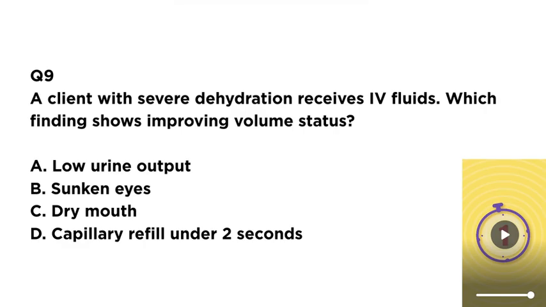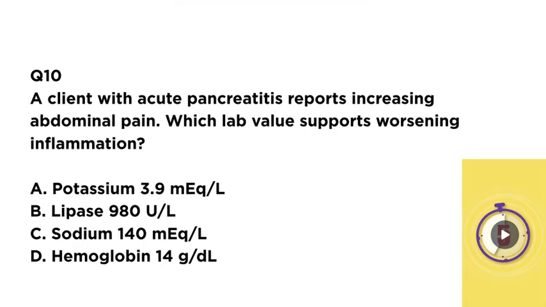A is incorrect because low urine output indicates ongoing deficit. B is also incorrect because sunken eyes reflect fluid loss. C is incorrect because dry mouth shows continued dehydration. Question number 10.